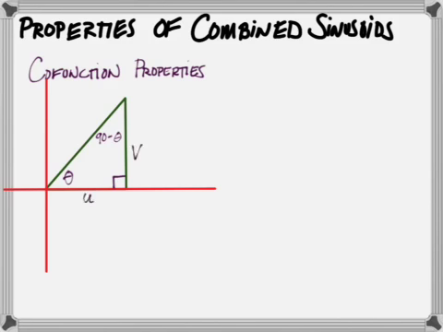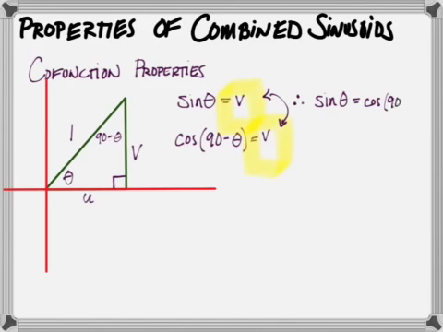And if I label my coordinates u and v, we remember that sine of theta is v, and cosine of 90 minus theta, well, that's adjacent over the hypotenuse, which in this case is 1, because I'm assuming I'm on the unit circle, is also v. Well, I can substitute those, and I get sine of theta is cosine of 90 minus theta. So there's my first cofunction property.